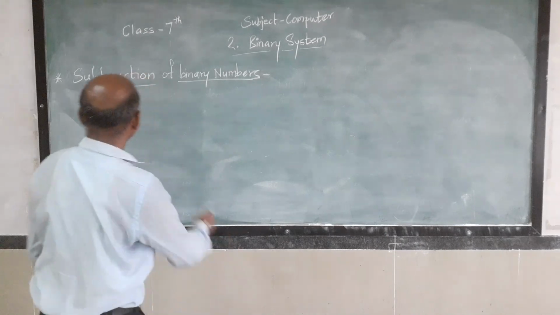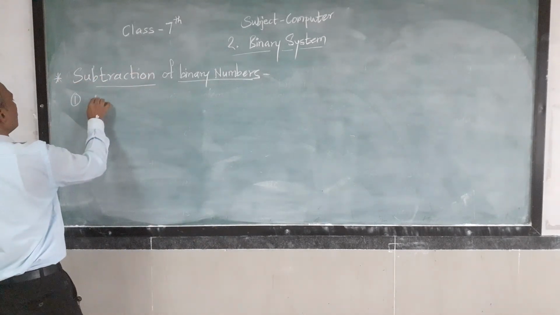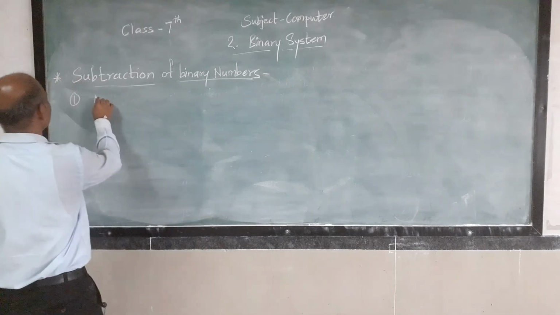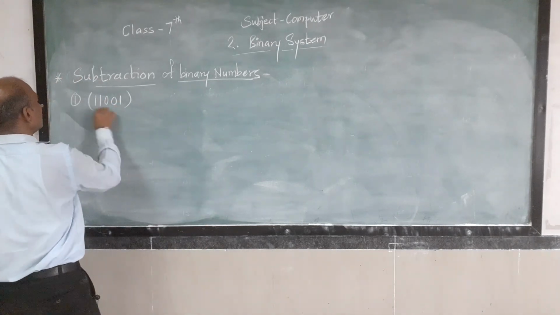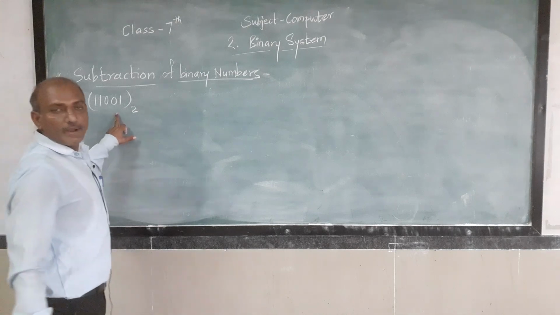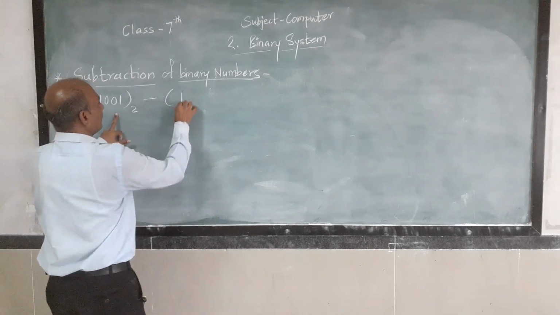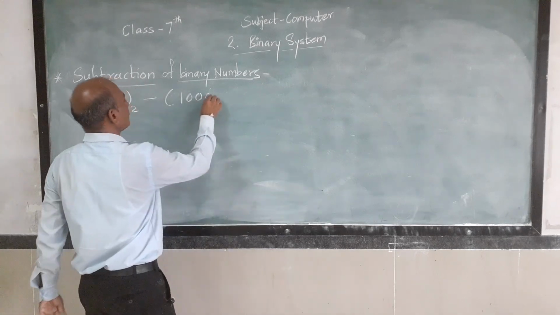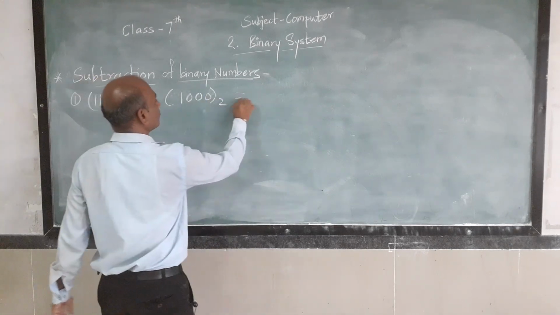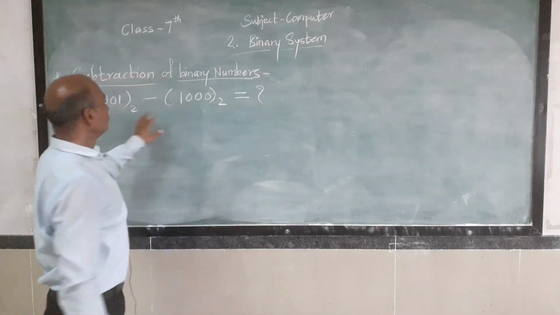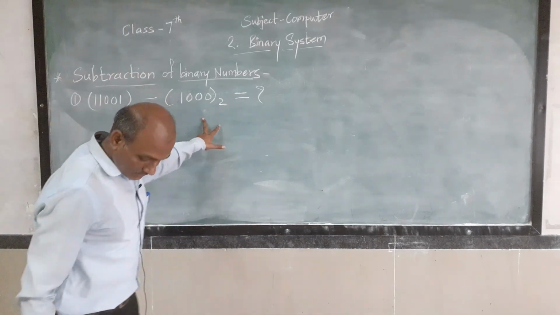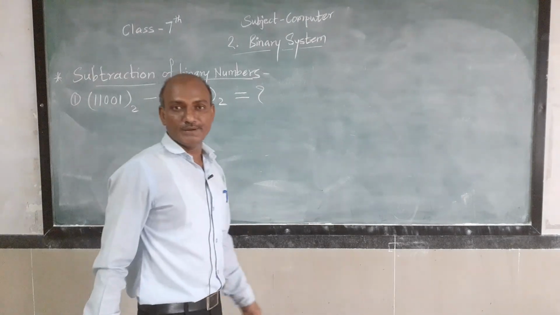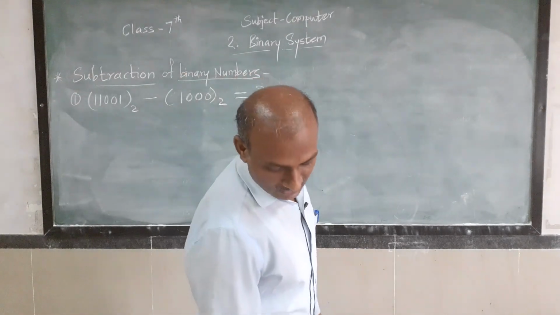Let us take 1 1 0 0 1, this is the binary number. Subtract 1 0 0 1. We have to do the subtraction of these two binary numbers by using the 1's complement method.